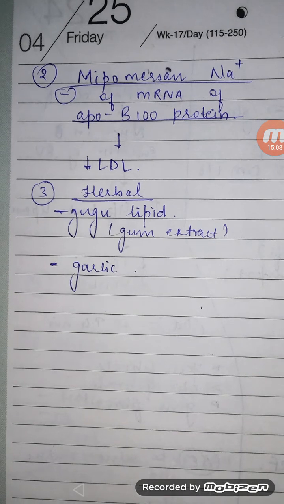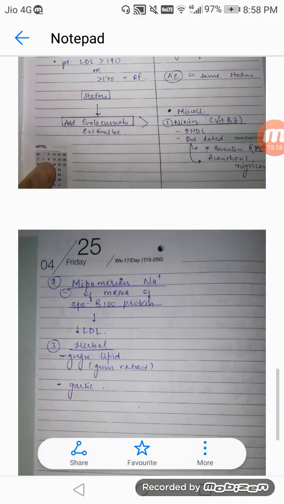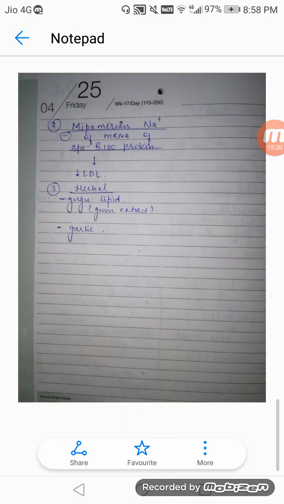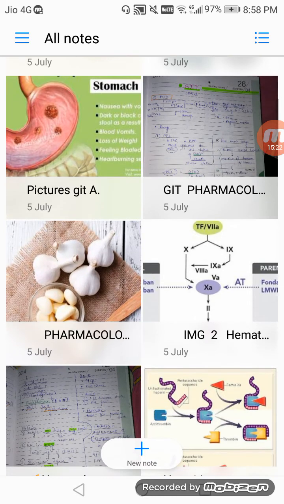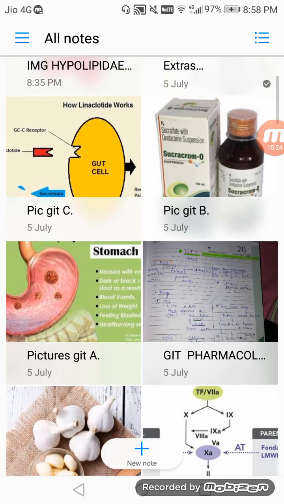And then the third class of drugs are some herbal products which are quite effective though, such as Hypolipidemic, which is a gum extract, and last was garlic. So I told you that our theory started with garlic and has ended on garlic. Now let's have a look at a few diagrams.